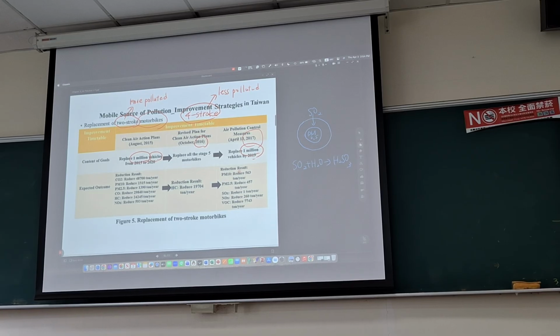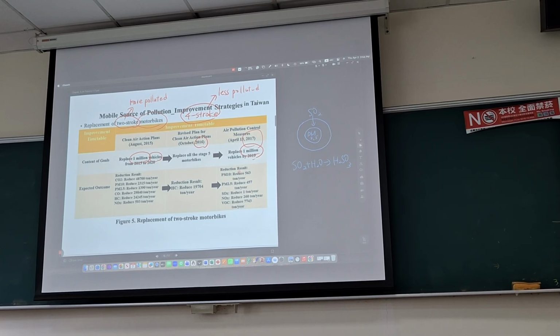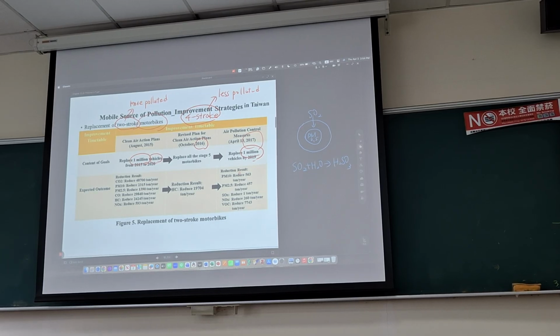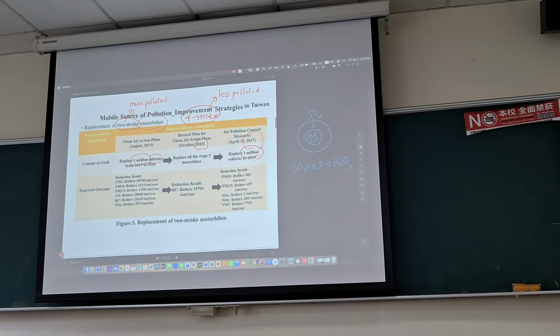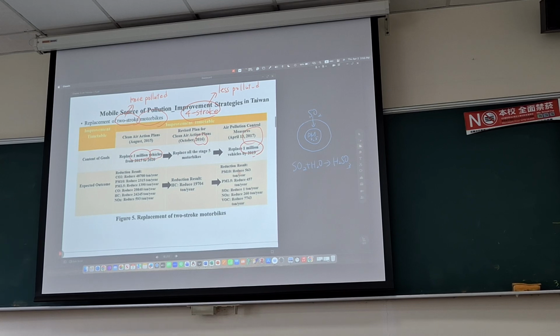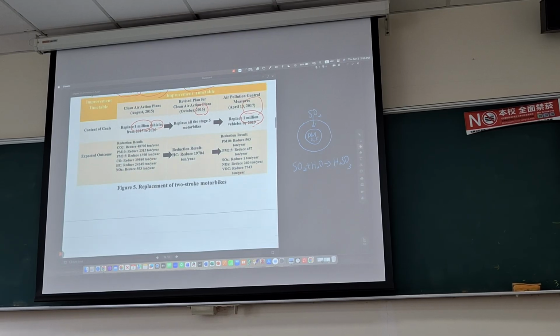So we know that although one vehicle pollutes just a little, if there are lots of vehicles, those pollutions will accumulate, right? So the Taiwanese government also helped citizens replace their 2-stroke motorbikes with 4-stroke, and now with battery ones, electrical ones.